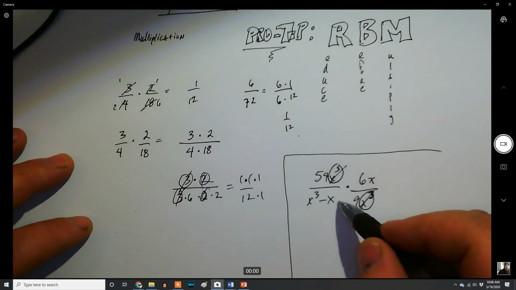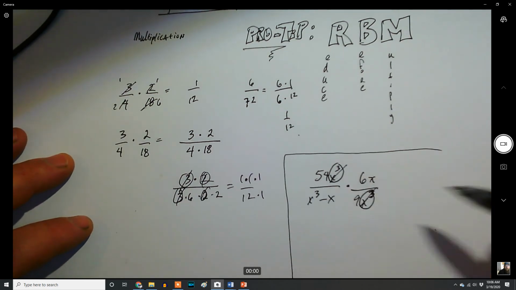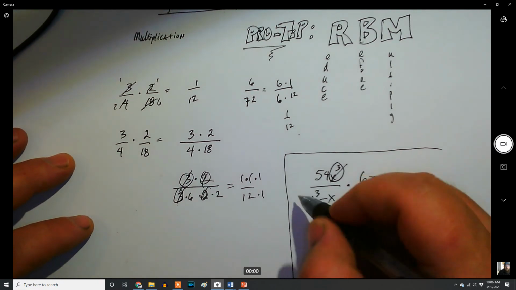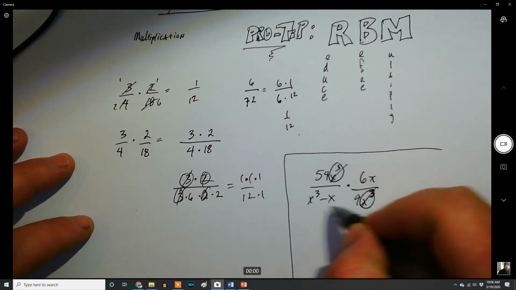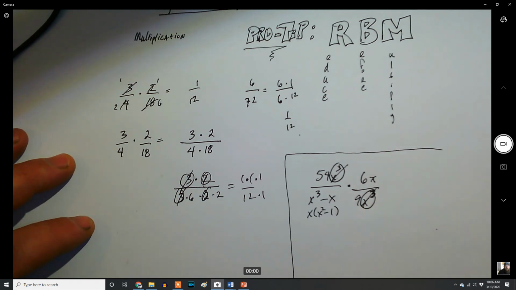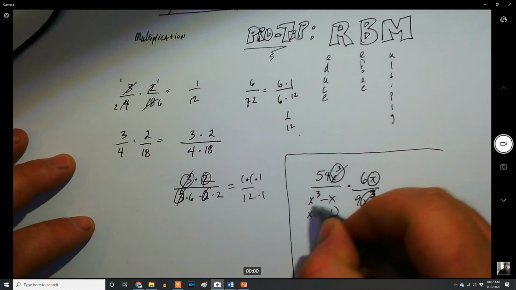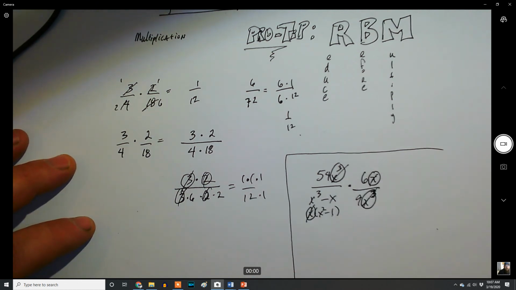This right here, if I was writing with a pencil, I would just cross it out and write like this. Would you guys agree that this x cubed minus x is the same as x times x squared minus 1? The reason I did that is because these x's are reduced.